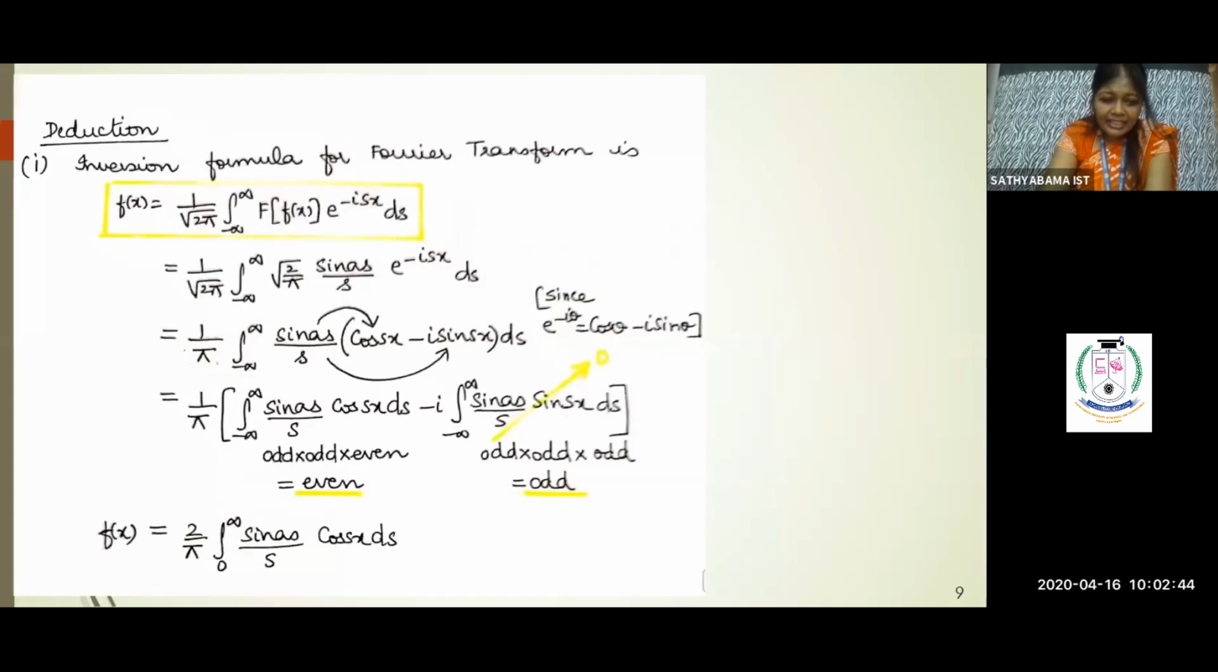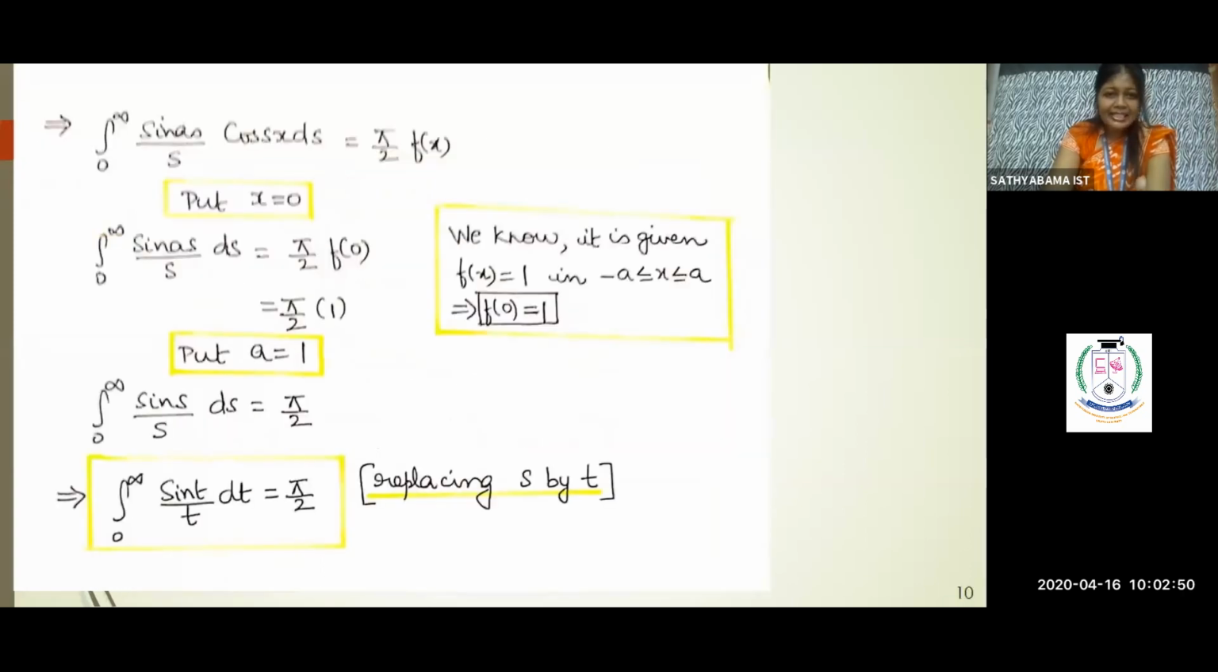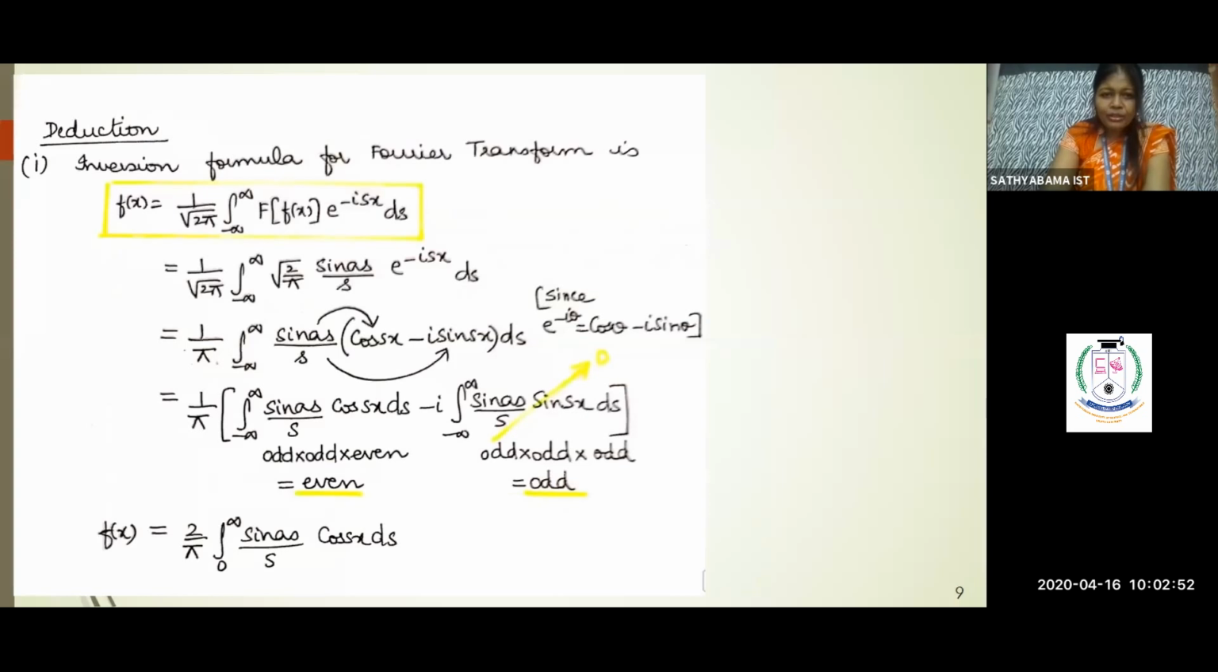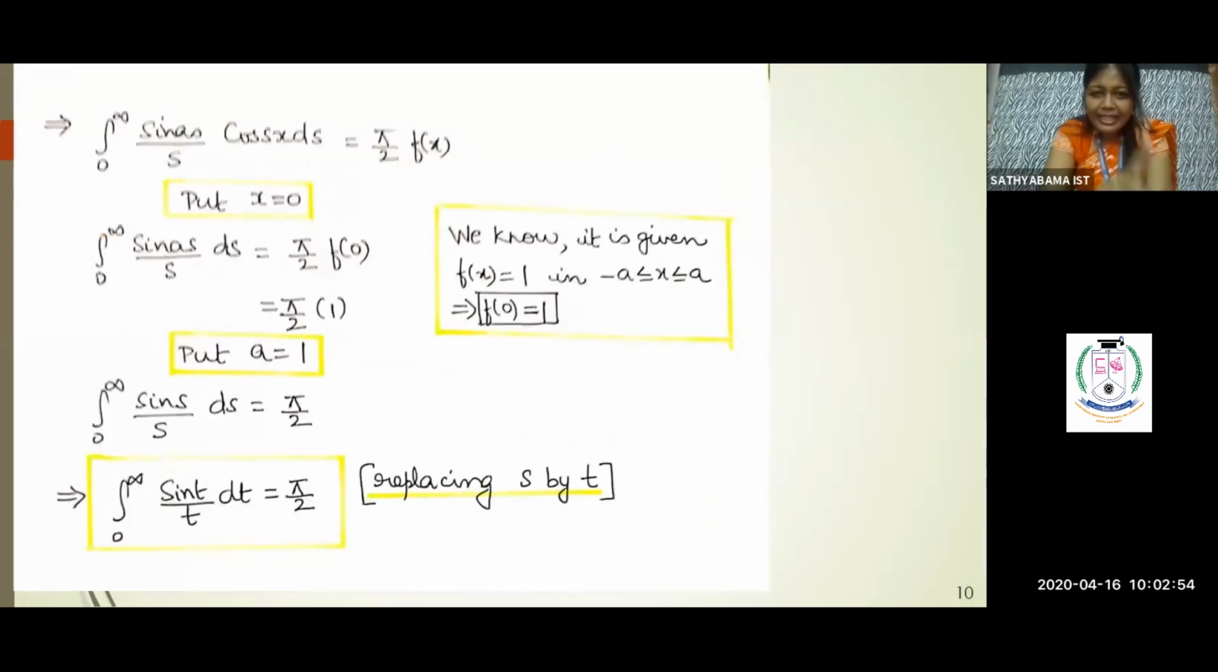Okay, what I've done is I've brought this 2 by pi to the other side. So the integral 0 to infinity sine s by s cos sx dx ds will be pi by 2 into f of x. Now I have put x equal to 0. So on the left hand side cos 0 is 1. You know that. On the right hand side it will become pi by 2 into f of 0.